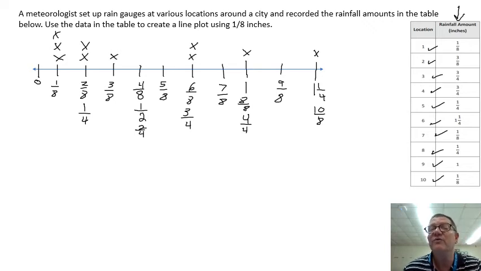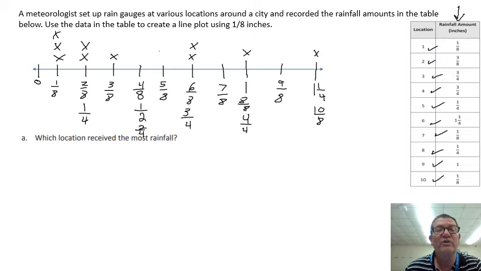Now, as you can see over on the diagram, I got 10 pieces of data. Now I'm going to count my X's to make sure I didn't miss something. So I got 1, 2, 3, 4, 5, 6, 7, 8, 9, 10. I got 10 pieces of data, so I should be okay. Now that we have it all represented, we can answer some questions. So let's look at the first one.